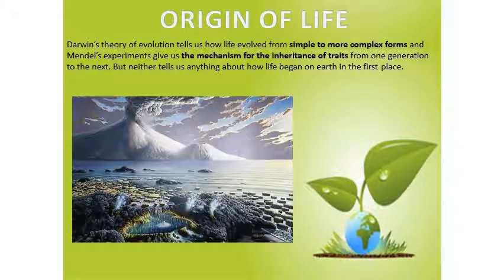Origin of life. Darwin's theory of evolution tells us how life evolved from simple to more complex forms. And Mendel's experiments give us the mechanism of inheritance of traits from one generation to the next. But neither tells us anything about how life began on Earth in the first place.